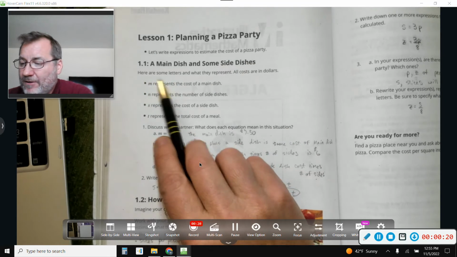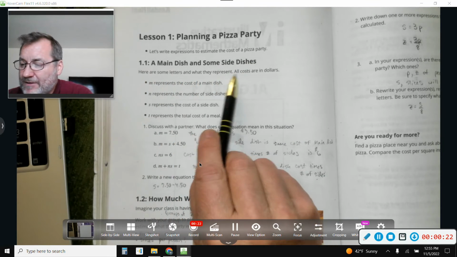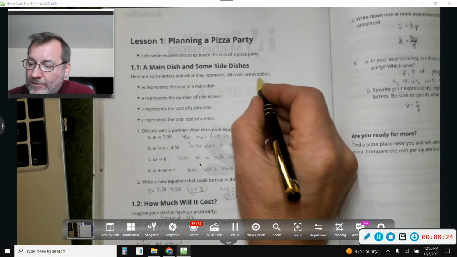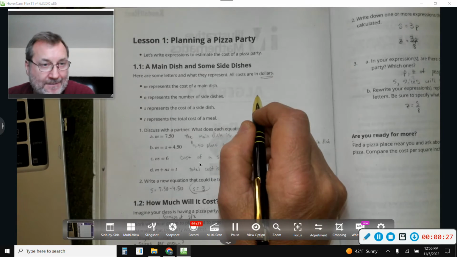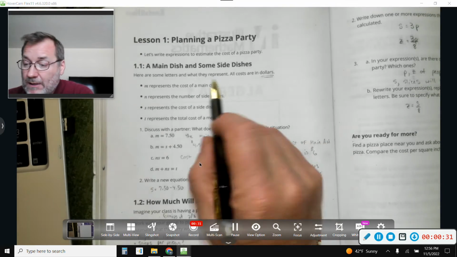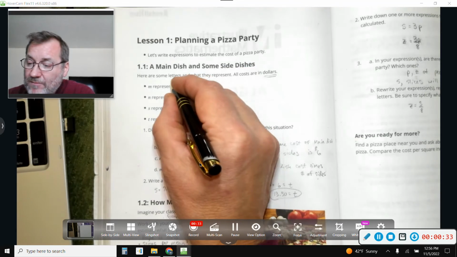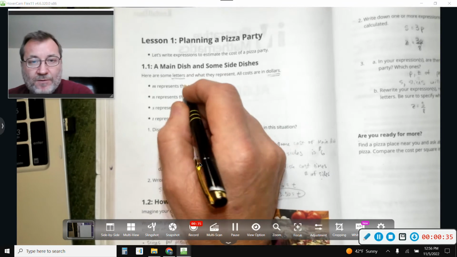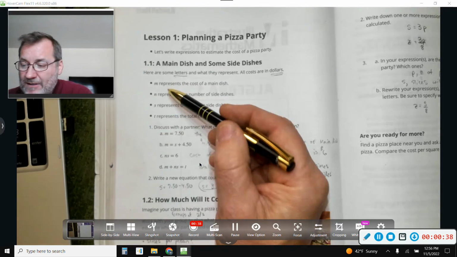Alright, well, here are some letters and what they represent. All costs are in dollars. Okay, remember I talked about units? Here we go. Dollars is a unit. Now they have letters here. Now sometimes you'll see the word letters. What they're really trying to impress upon you is these are known as variables.